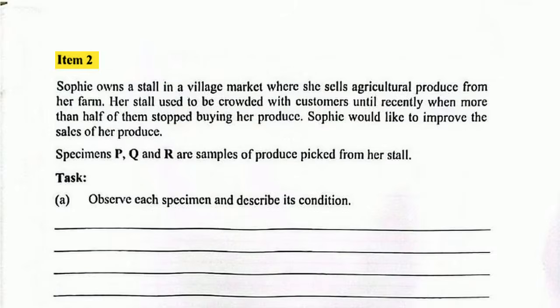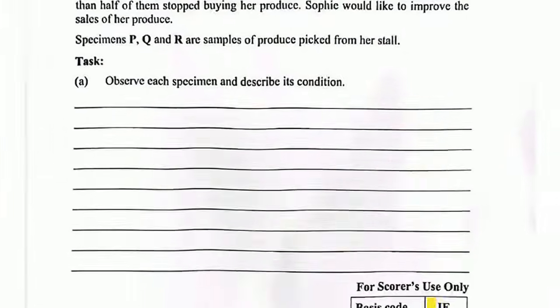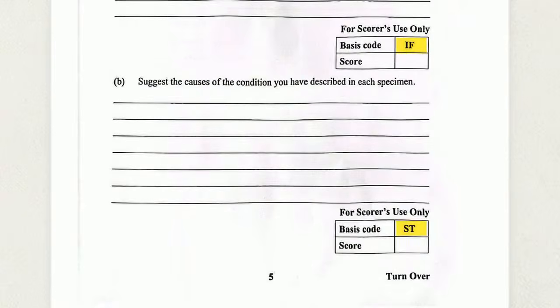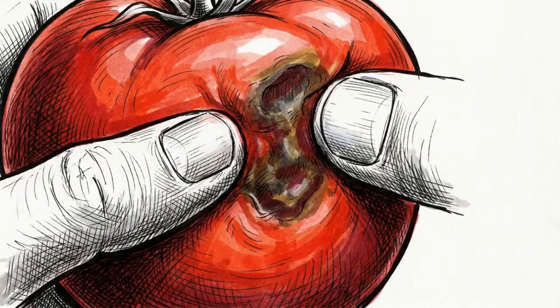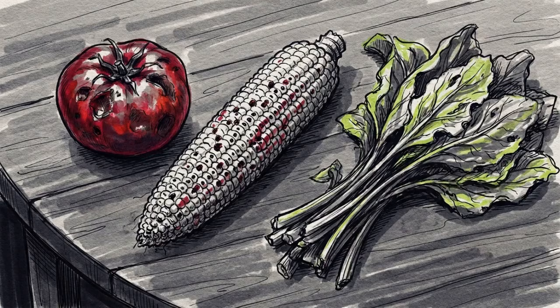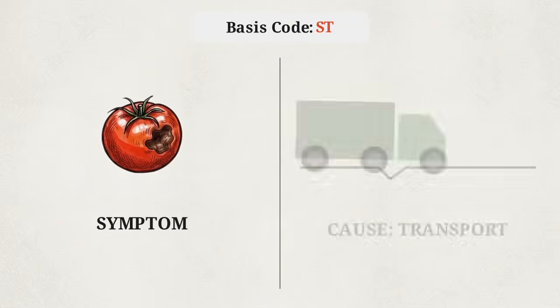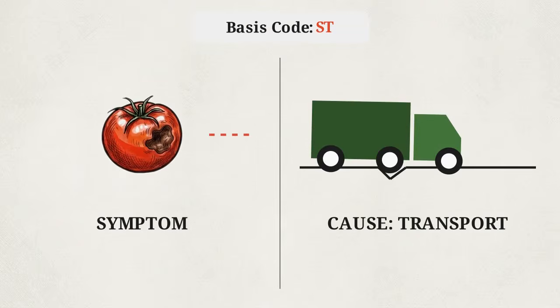Item 2 shifts to post-harvest handling and economics at Sophie's market stall. The scores grid here focuses on codes IF and ST. Code IS, identify, requires a description of physical conditions, such as discoloration or softening. You will diagnose specimens like bruised tomatoes, weevil-damaged maize, and wilted greens. Code ST, state causes, requires mapping symptoms to failures, like linking bruising to transport damage.